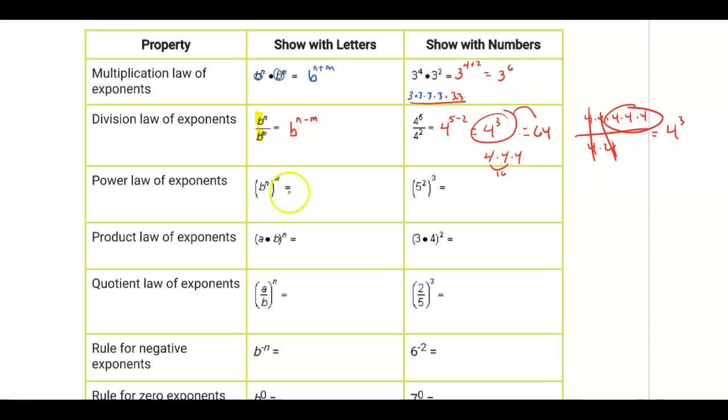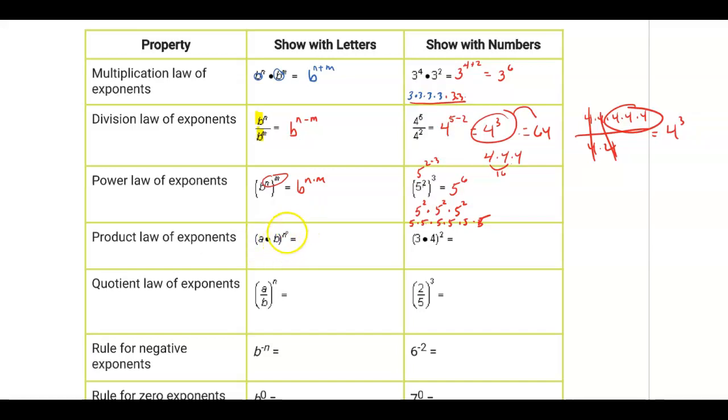Now if I raise a power to a power, what I do is I end up multiplying these together. B to the n times m. And if you think about this, it's no different if I do 5 squared raised to the third power. That's 5 to the second times 5 to the second times 5 to the second, which is 5 times 5 times 5 times 5 times 5 times 5. How many 5s do I have here? 1, 2, 3, 4, 5, 6. So this is 5 to the 6th power. But I could have easily just done 5 to the 2 times 3 and got the same answer.